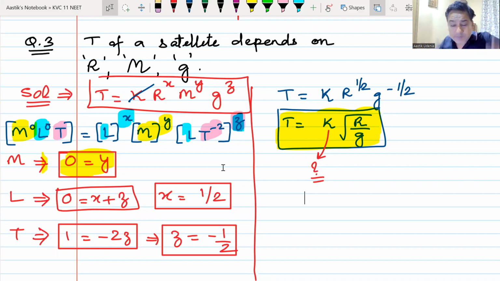Whenever someone asks you such a question, you look for the dimension of L and you look at the dimension of G. If they are present, you already know your answer. Yes or no? Shall I move on to the next one?